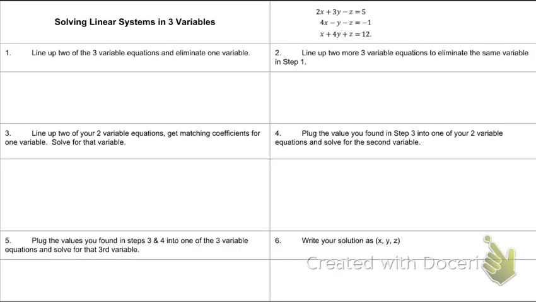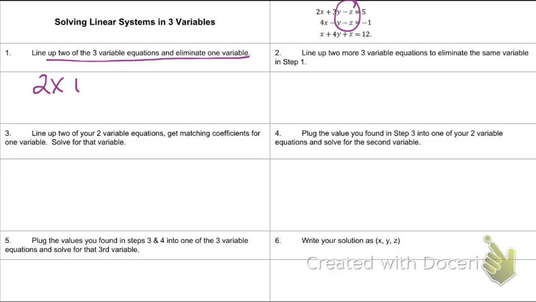Okay, so now we have three equations, or three variables. And remember, the idea is we eliminate, or we solve for one variable at a time. That was in our objective. So I'm going to look at my equations, and I'm going to see where I have common coefficients. And if I look at the z's, they have coefficients of 1. So step 1 is to line up two of the three variable equations and eliminate one variable.